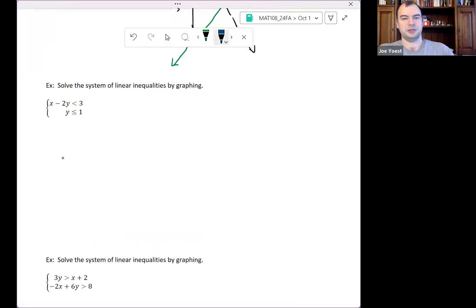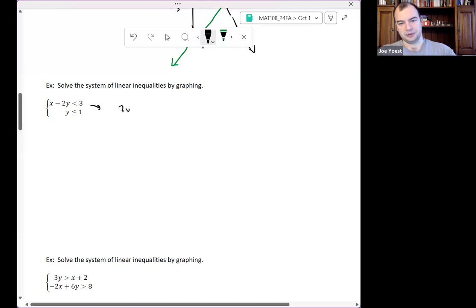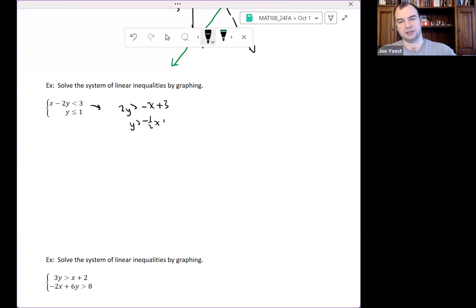Okay, let's look at this system of linear inequalities. Here I have x minus 2y less than 3, which I can rewrite as 2y bigger than negative x plus 3, or y bigger than negative 1/2 x plus 3 halves. And I have a second inequality that y is less than or equal to 1. So I write these a little bit nicer.